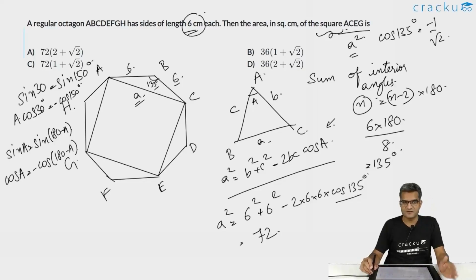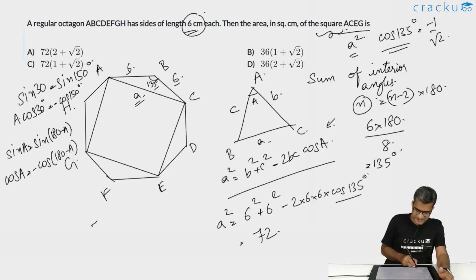Sine will not change its value. Sine A is sine of 180 minus A. Cos will change its value. Cos of A is minus of cos 180 minus A. In this particular case, cos of 135 degrees is minus of cos 45, which is minus 1 by root 2. This would imply that this will be 72 plus 36 root 2, which will be option D.